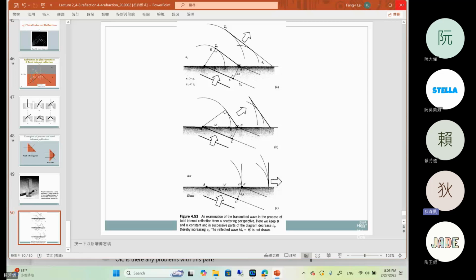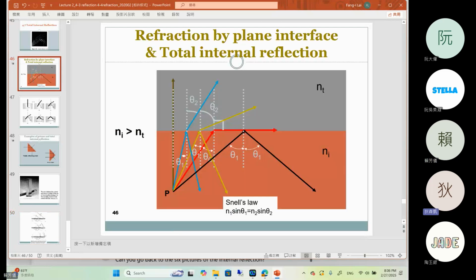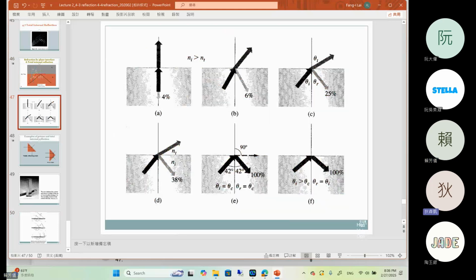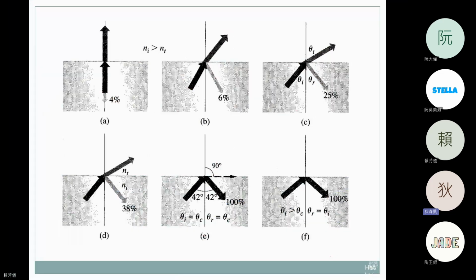Yes, Professor, I have a question. Yes, please. Can you go back to the 6 pictures of the internal reflection? This one, 47? Yes. I want to know, how do we know that the incident angle is larger than the critical angle? Because I see F. Okay.